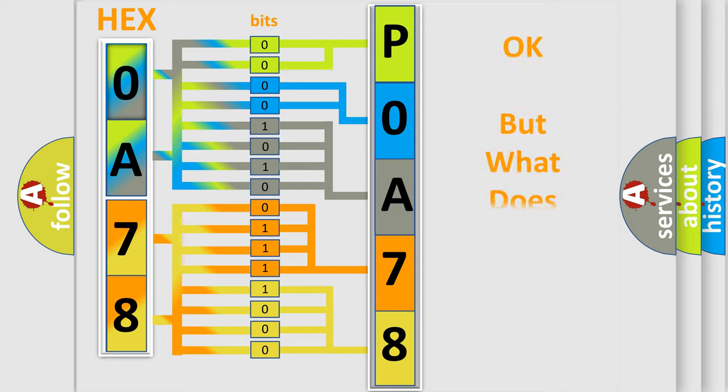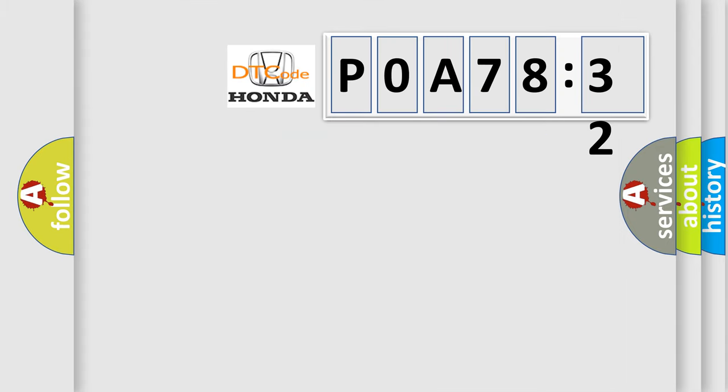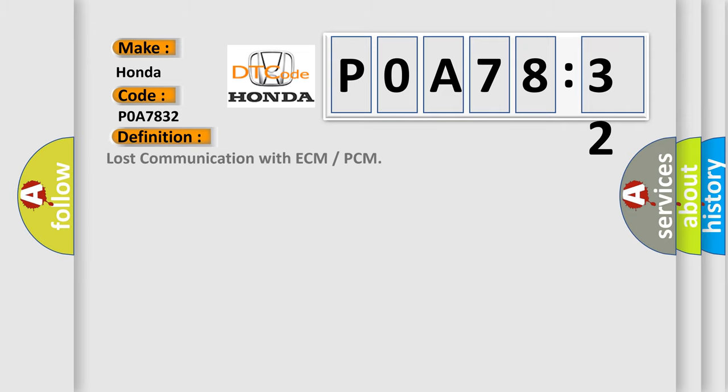The number itself does not make sense to us if we cannot assign information to what it actually expresses. So, what does the diagnostic trouble code P0A78-32 specifically interpret for Honda car manufacturers? The basic definition is lost communication with ECM or PCM. And now this is a short description of this DTC code.